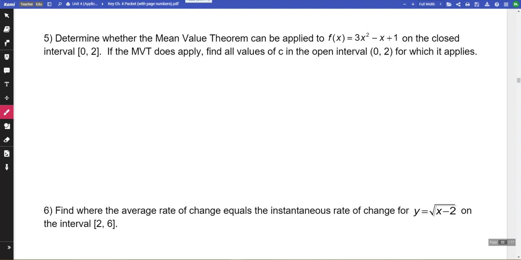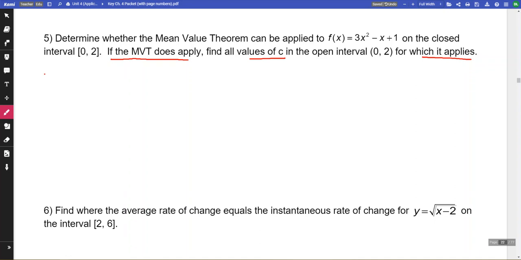Okay, let's continue with our quiz review covering the concepts of critical numbers, the intermediate value theorem, the mean value theorem, and the extreme value theorem. So here we have a question to determine whether the mean value theorem can be applied on the closed interval, and if the mean value theorem does apply, find all the values where it applies.